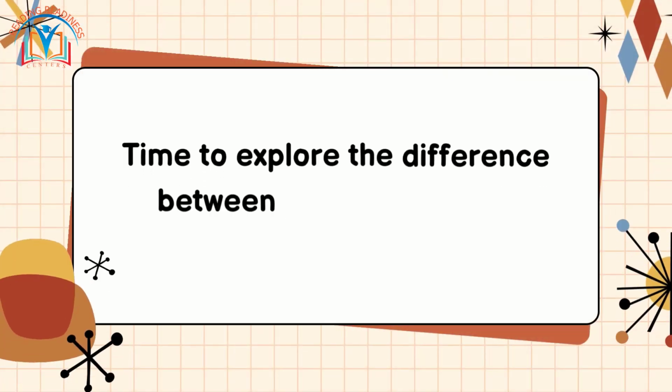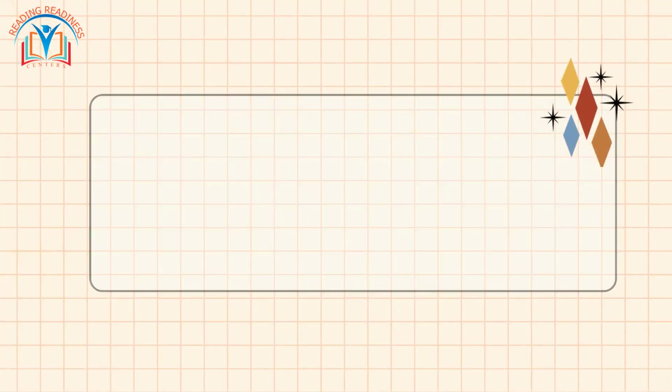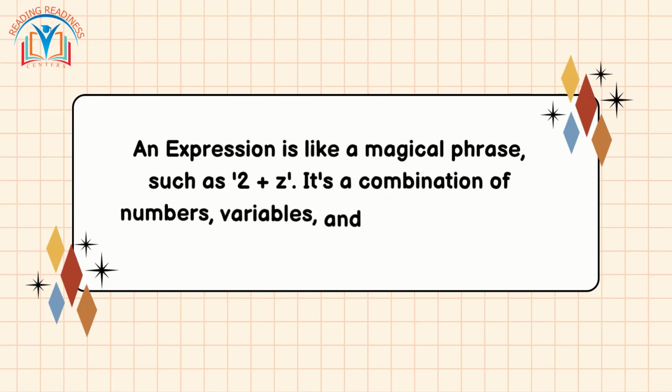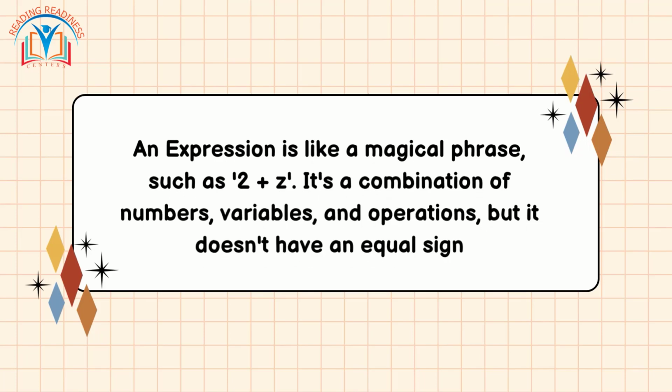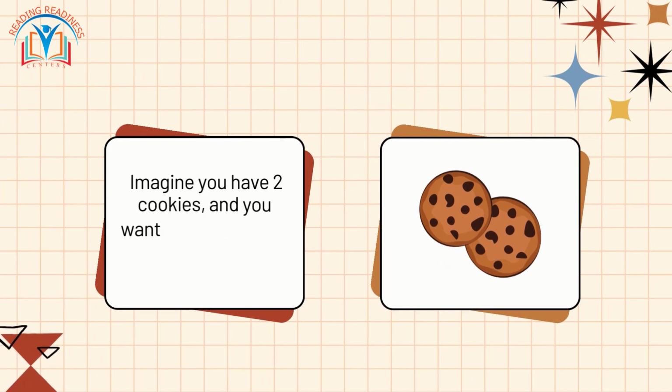Time to explore the difference between expressions and equations. An expression is like a magical phrase, such as 2 plus z. It's a combination of numbers, variables, and operations, but it doesn't have an equal sign. Imagine you have 2 cookies, and you want to add z more. That's our expression.